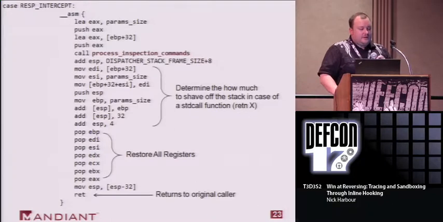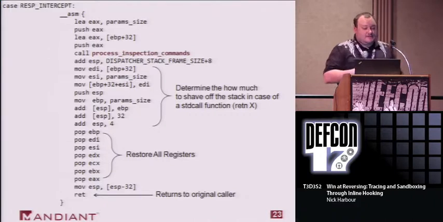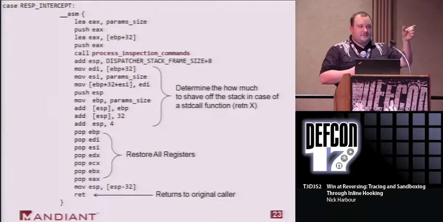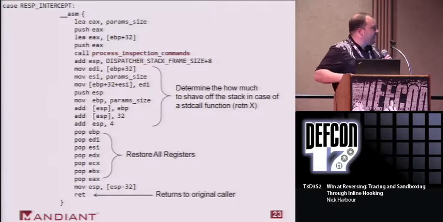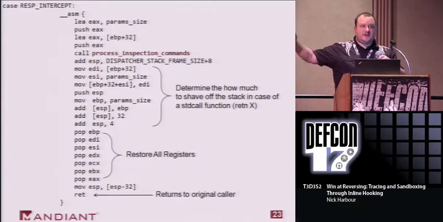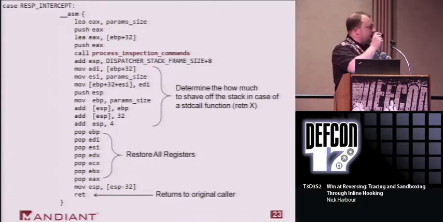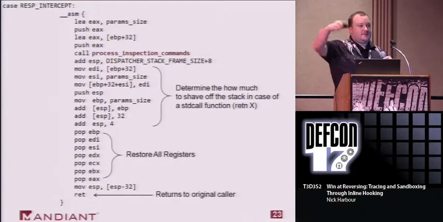Some people might be thinking, well, if you're going to be intercepting calls, there's kind of an issue here with stdcall versus cdecl calls. Mainly, there's a difference in which function is responsible for fixing the stack based on the number of parameters passed in. Here's basically how I handle that. This is where we actually call process inspection commands. This will get commands from the GUI on what to do to the process. It's the responsibility of the Python code to tell the hooked process how many bytes it needs to subtract off the stack at the beginning, or add to the stack at the end of the function. So it basically does that fix-up.